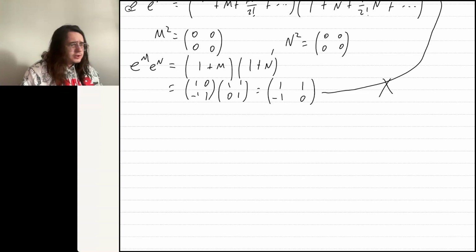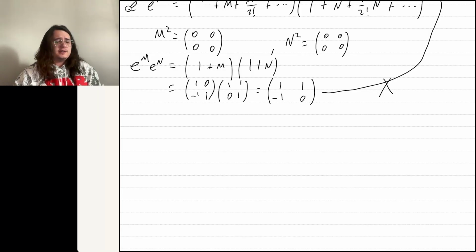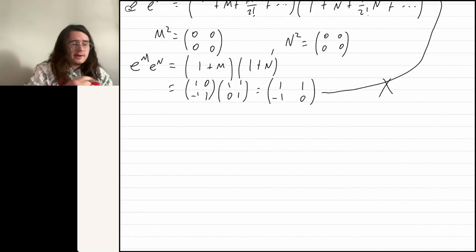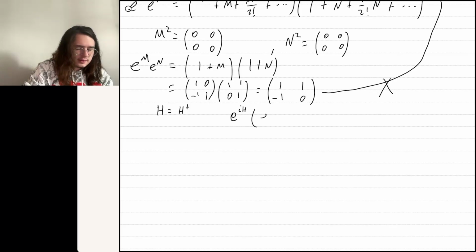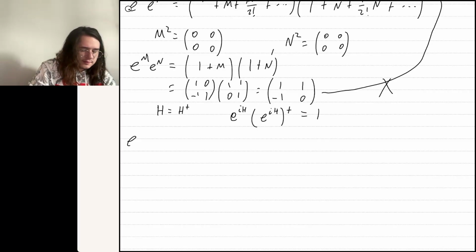If H is Hermitian, show that e to the iH is unitary. So he's saying if you have a matrix H which is equal to its own Hermitian adjoint, then e to the iH times the Hermitian adjoint of e to the iH is equal to 1. So let's just evaluate these, shall we, and see if it goes to 1.